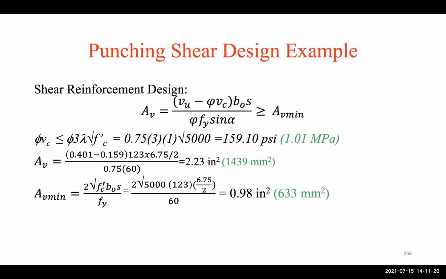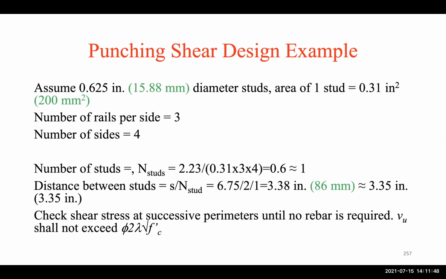So then, okay, according to what we have, we need the shear reinforcement. So we calculate the shear reinforcement with the minimum. This is exactly similar to reinforced concrete. The only difference here is that when shear reinforcement is provided, this limit is, instead of phi 2 lambda square root f prime c, phi 3 lambda square root f prime c, and this is because we will be using stud rails. Okay, if we are using stirrups, then it will be phi 2 lambda times square root f prime c.